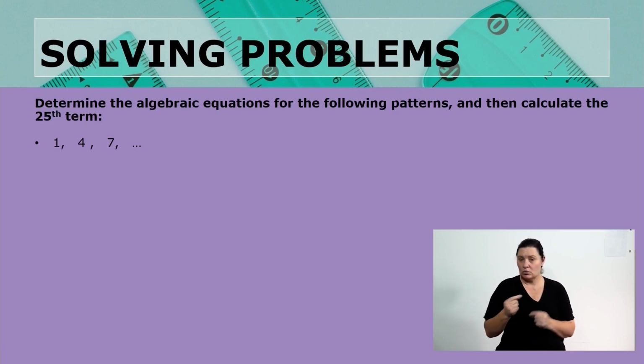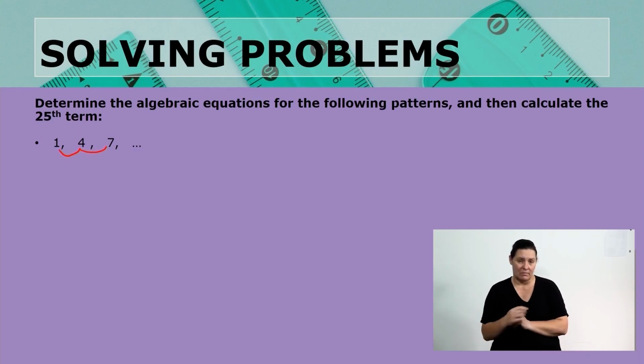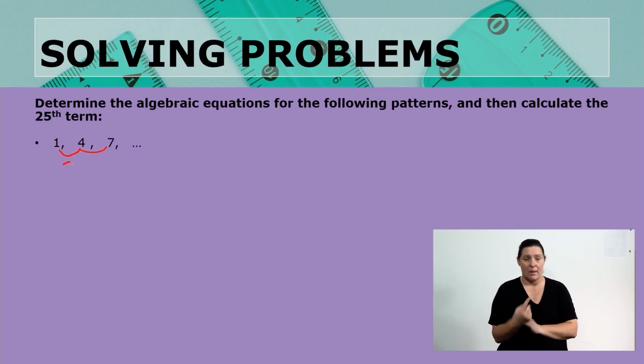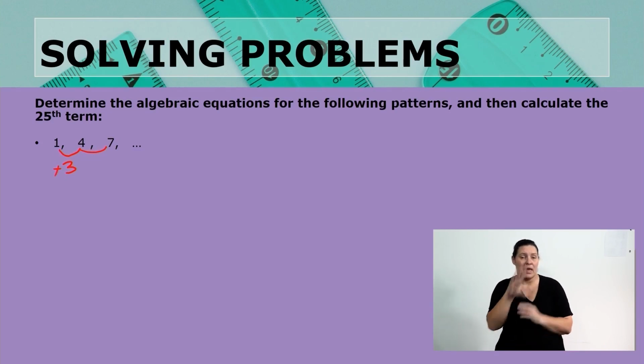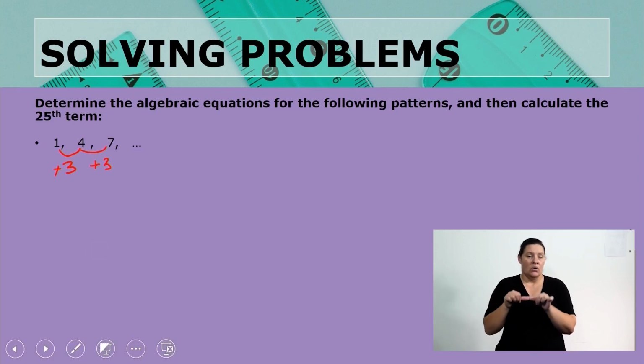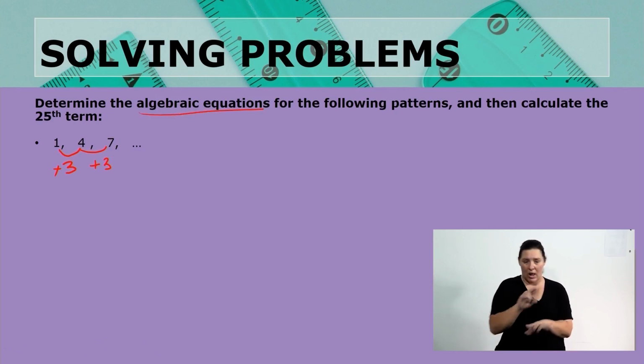First, what do we need to do? Yes, find the constant difference. So, remember how we find the constant difference? We are going to say the second term minus the first term. So 4 minus 1, that is a 3. It means we are adding 3 from 1 to 4. What is 7 minus 4? Again, it is a 3, a positive 3. So that means we are adding 3 from 4 to 7. So what is our algebraic equation going to look like?